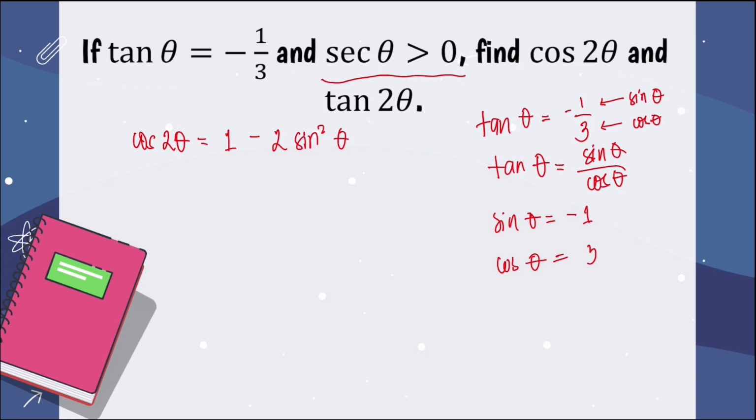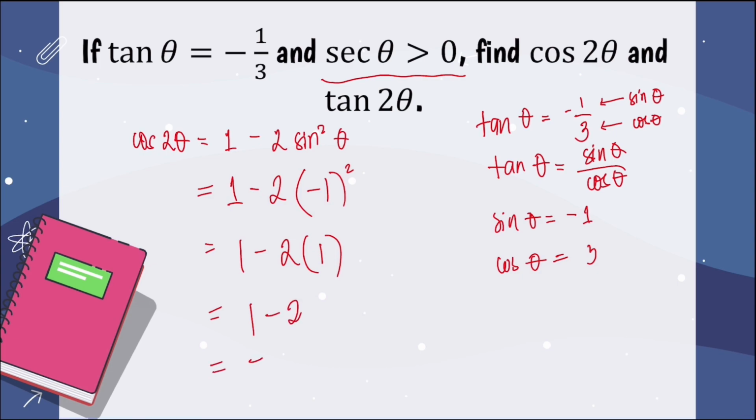So, we have sine of theta which is negative 1. Now that you already have the sine of theta, you can substitute here. So, 1 minus 2. Then, sine squared theta is just the same as sine theta squared. So, you have negative 1 and then square. So, 1 minus 2 times 1. 1 minus 2 will give us negative 1 as the value of cosine 2 theta.